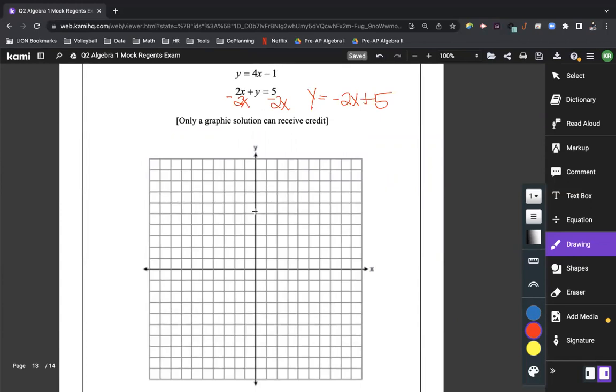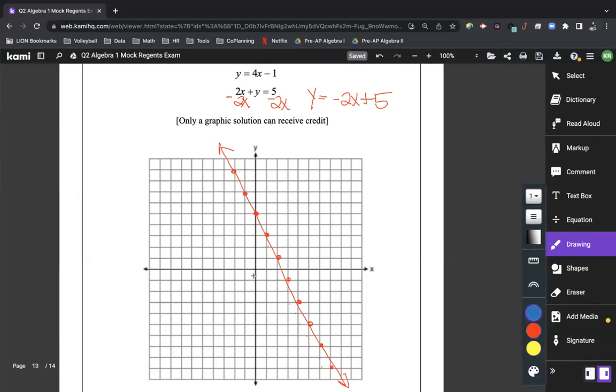1, 2, 3, 4, 5. Let's see, down 2, right 1. Okay, going back. I ran out of space. So up 2, left 1. There we go. It's the most I could do. Connecting my line, and boom. No shading required.